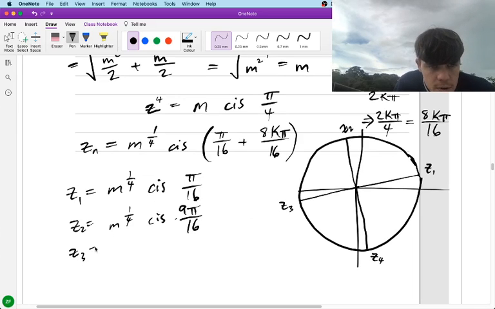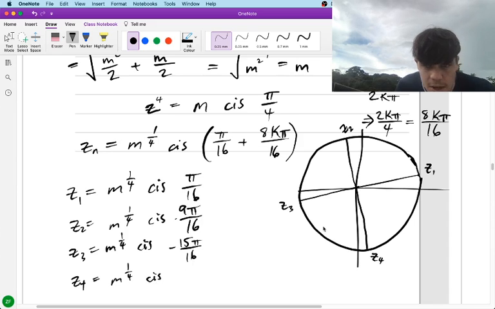So Z3 equals m to the 1 over 4 cis, and then what happens is I go 9 plus 8, that gets me to 17 pi over 16, which is the same as if I was to rotate here 15. So I'm going to go negative 15 pi over 16. Beautiful. Z4. Let's try do this one without thinking, eh? See how it's just before? So that means it's going to be negative 7 pi over 16. Now let's check it. Negative 15 plus 8. Boom, negative 7. Beautiful. So those are our 4 solutions.